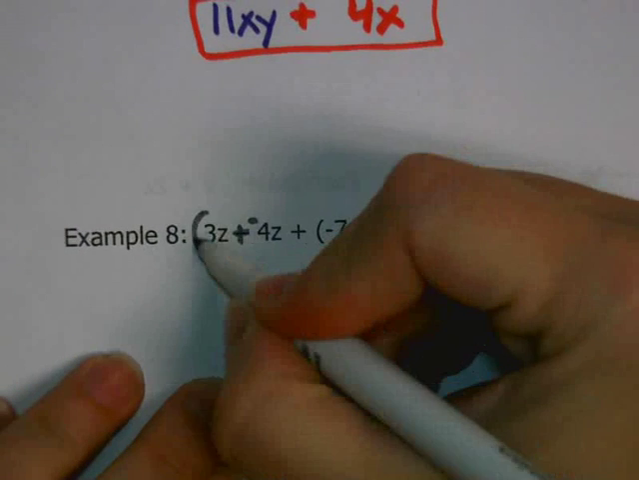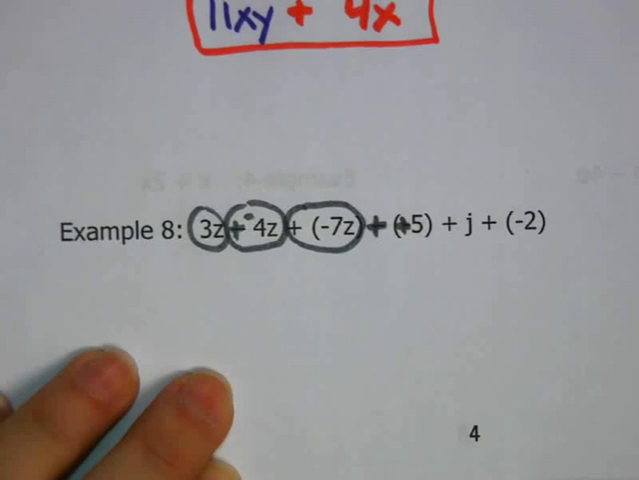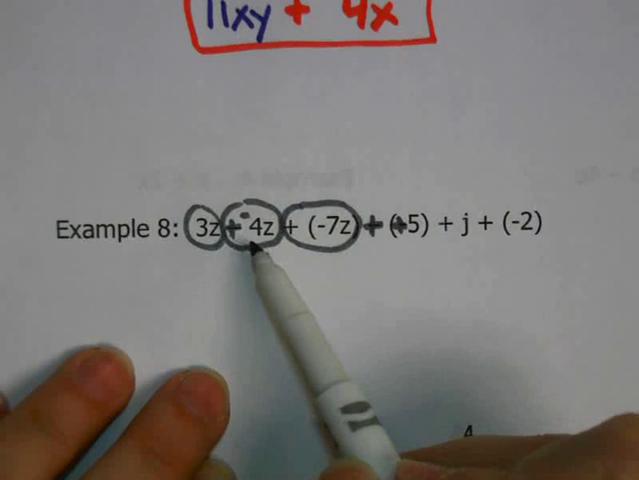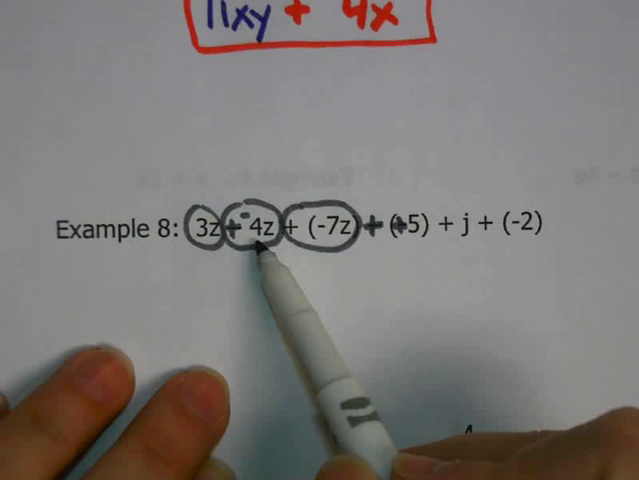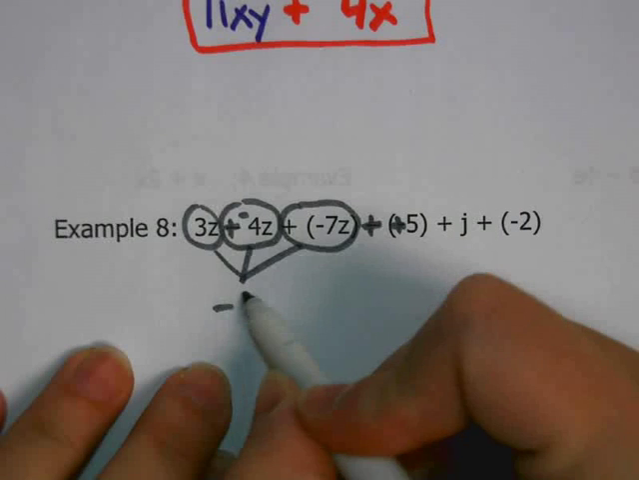Z's. I see z's. I see z's. I see z's. Those are all the z's I have. Can I put those together? 3 plus negative 4 would be negative 1. Plus negative 7 would be negative 8 z's.